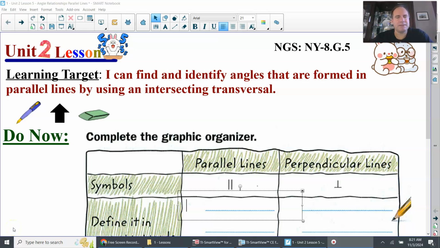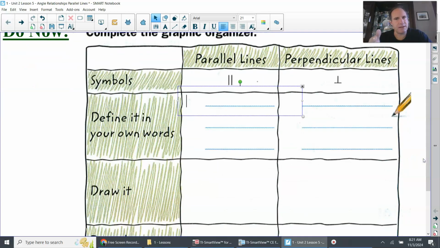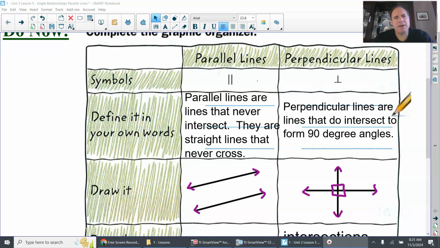Hello everyone, in this lesson we are going to identify angles that are formed in parallel lines using an intersecting transversal. And in this do now we are talking about a graphic organizer and all of the things that we know as far as prior knowledge goes about parallel lines and perpendicular lines. Okay, so parallel lines are lines that never intersect. They are straight lines that never cross. Perpendicular lines, on the other hand, do intersect and they form 90-degree angles.